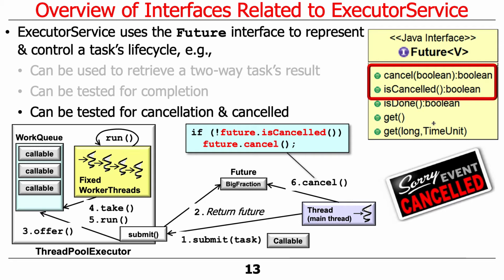And we can also test the future to see if it's been canceled. And if it's not been canceled and we want to cancel it, we can cancel it. So you can see that these are the methods. And these are methods that you'll have to use in the upcoming programming assignment. So we'll talk about how they work in more detail shortly.